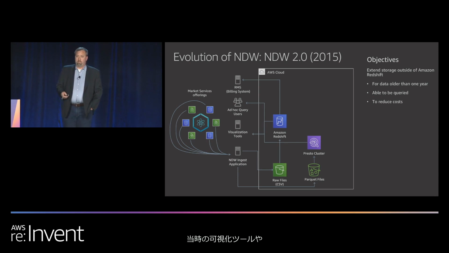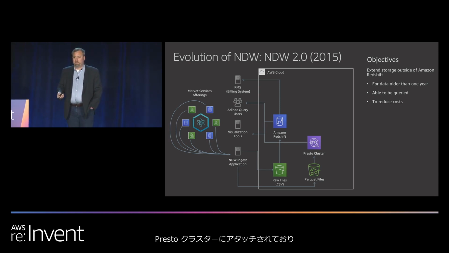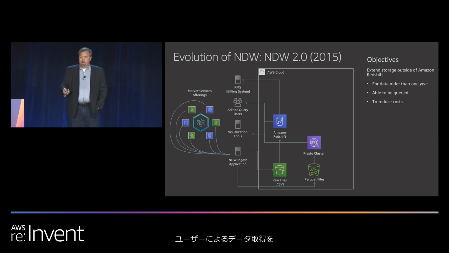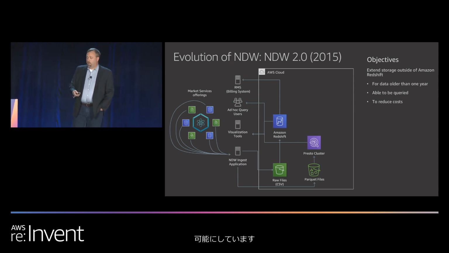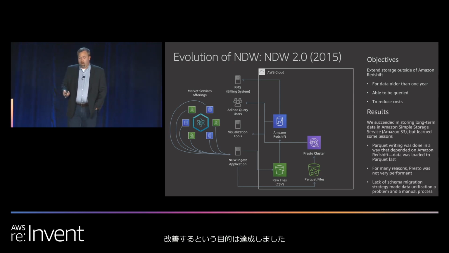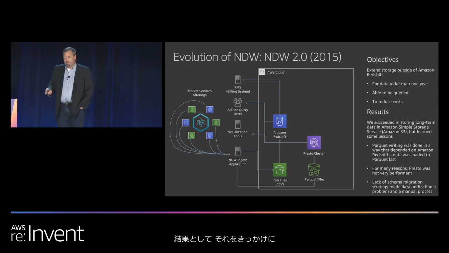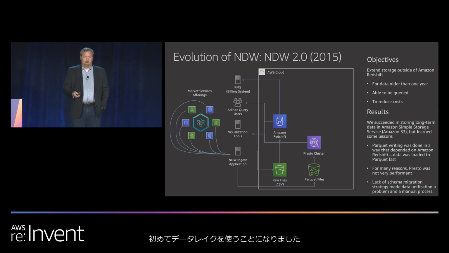And at the time, we had some visualization tools and search tools that were now attaching themselves to our data warehouse and to the Presto cluster to allow users to retrieve that data. The results that we saw, we accomplished our goal of storing data more than 1 year old in a more cost-effective manner, but we did learn some lessons during this project. Effectively, this was really our first foray into a data lake solution.